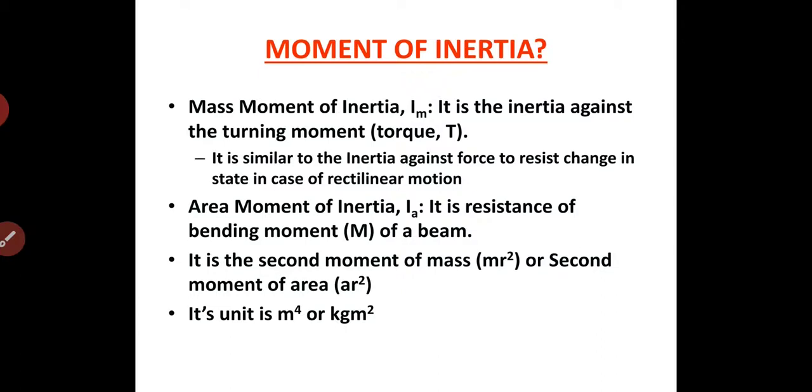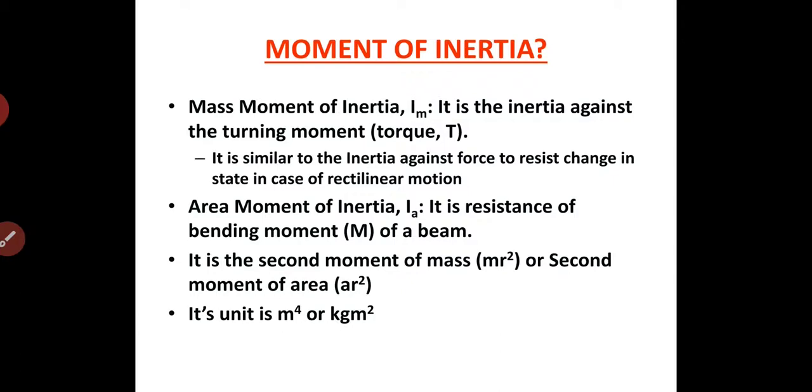Area moment of inertia is the resistance to the bending moment of a beam. It is the resistance offered against bending by the beam. The more the moment of inertia, the more it will resist the bending moment. For the same bending stress, it can resist more bending moment if its moment of inertia is high.